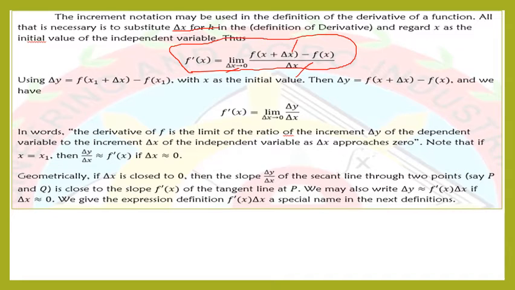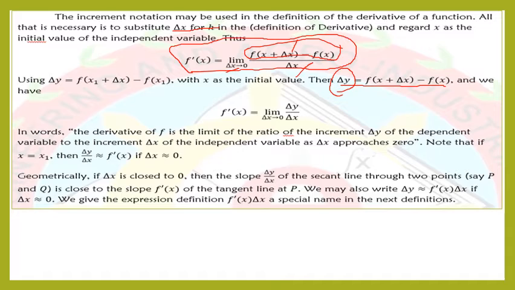So, using delta y equals f of x plus delta x minus f of x sub 1, with x as an initial value, then the delta y is equal to this. And we have the first derivative or f prime of x is equal to the limit of delta y. So, ibig sabihin, nagiya numerator tano, naginan buso delta y tano. Miya mention niya ro sa previous slide class.